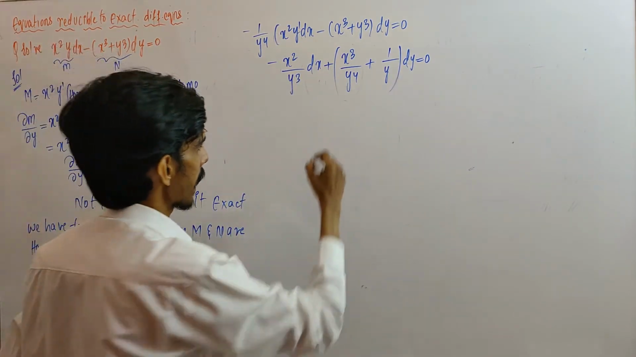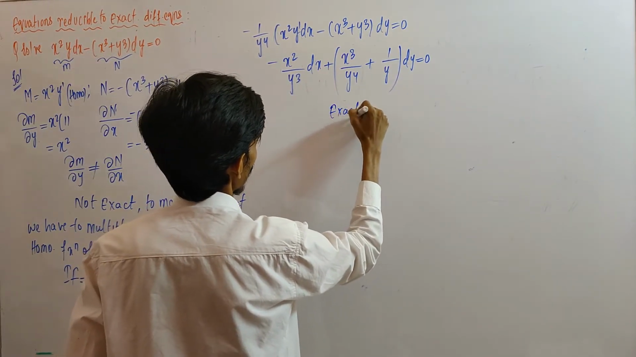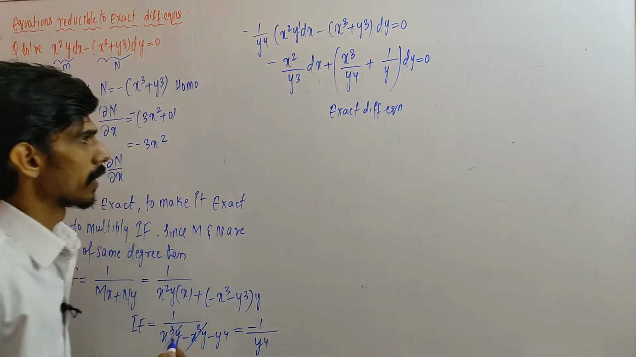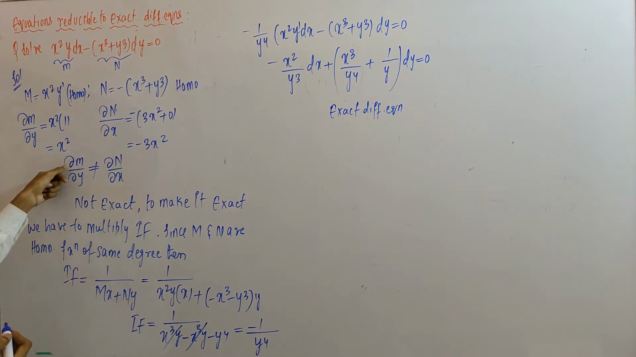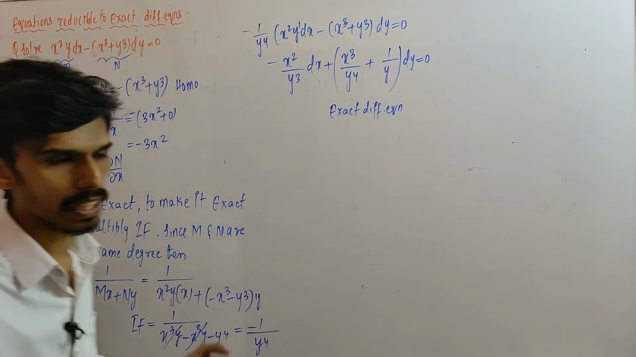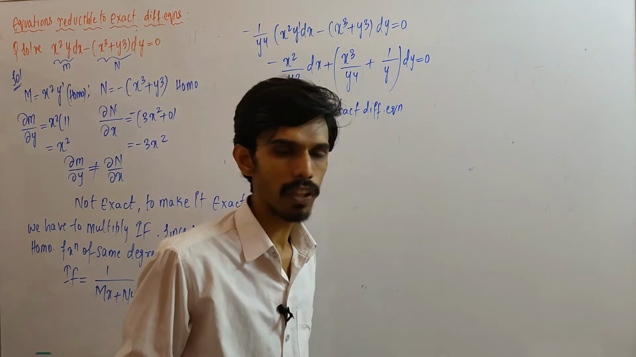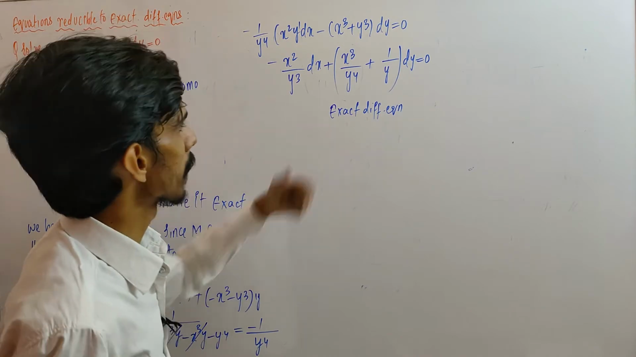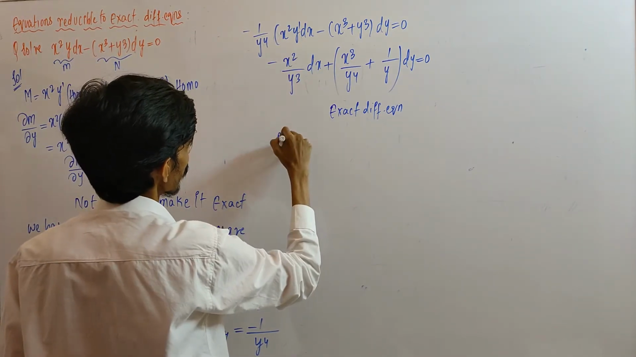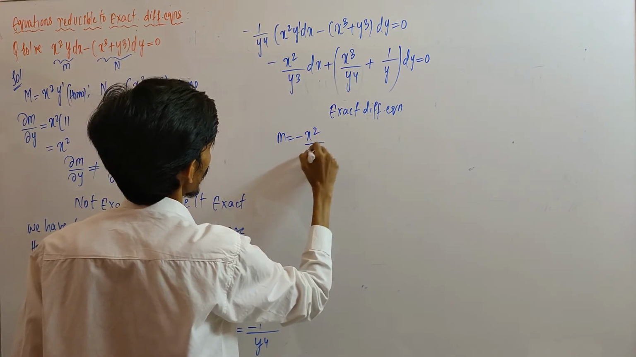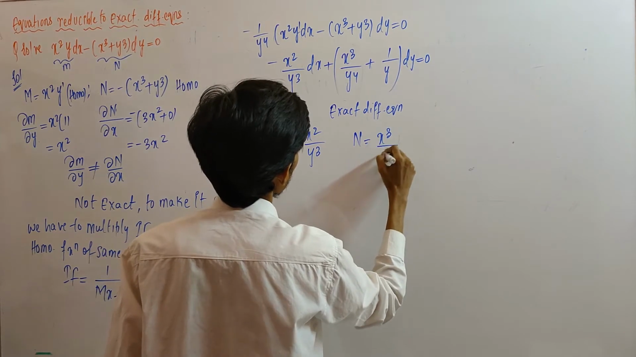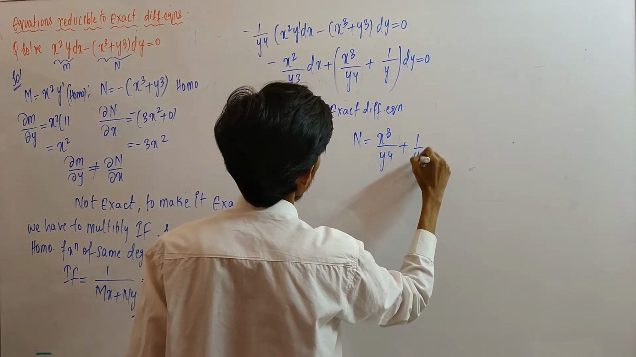Now this is an exact differential equation. It is not required to calculate dou M by dou y and dou N by dou x, but still we'll calculate. This is the first problem, so we'll see whether this becomes exact or not. So the value of this term is M. So M value is minus x square by y cube and N value is x power 3 by y power of 4 plus 1 by y.